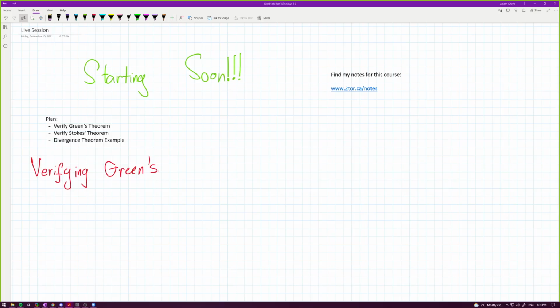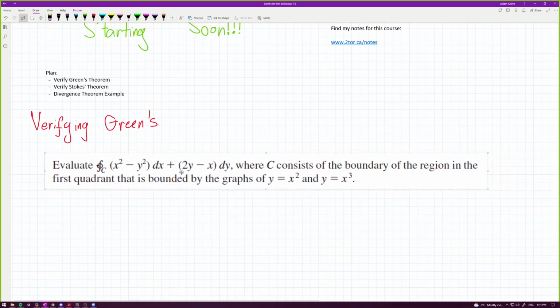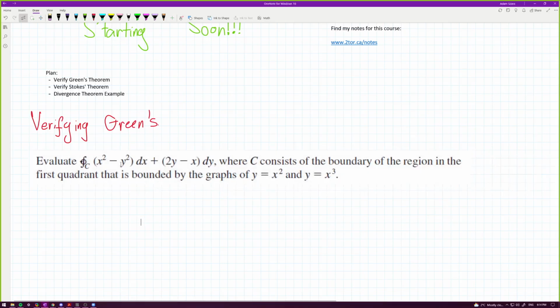There is a good example of verifying Green's theorem. Where is verifying Green's theorem? Let me remember where I found that. x squared. Yes, this one here. Okay, so this is actually not verifying Green's theorem, but it's an example, and that's what I'm going to do with it. The example is not written like that, but that's what it is here. So the question is written, evaluate this integral.